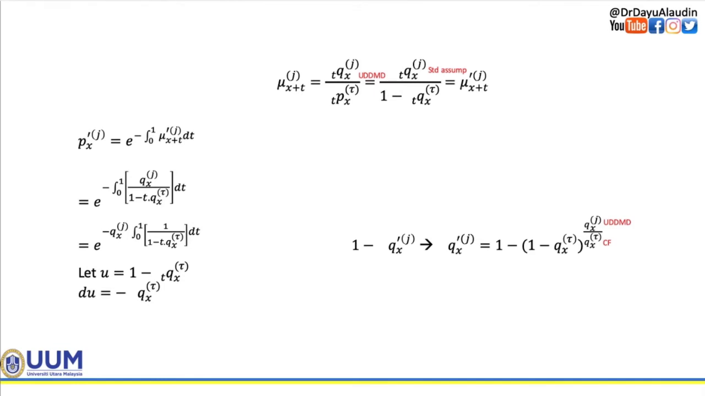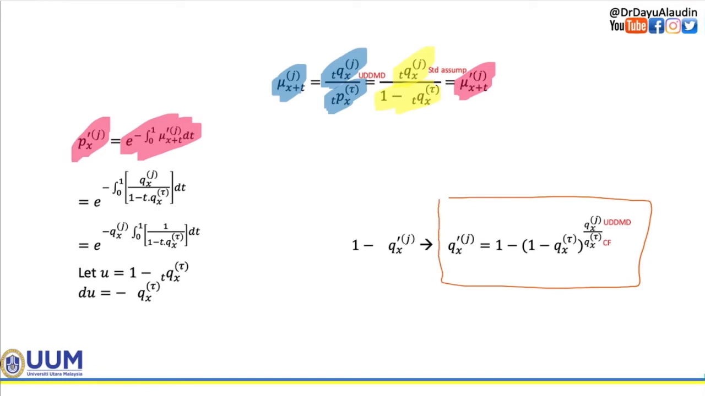And this is when the force of decrement is equal to TQXJ over TPX tau. Using UDD-MD, we get this one. And for the standard assumption, it's equal to mu x plus t j prime. So Pxj prime is equal to e to the negative mu x plus t prime j. And finally, we get this one.